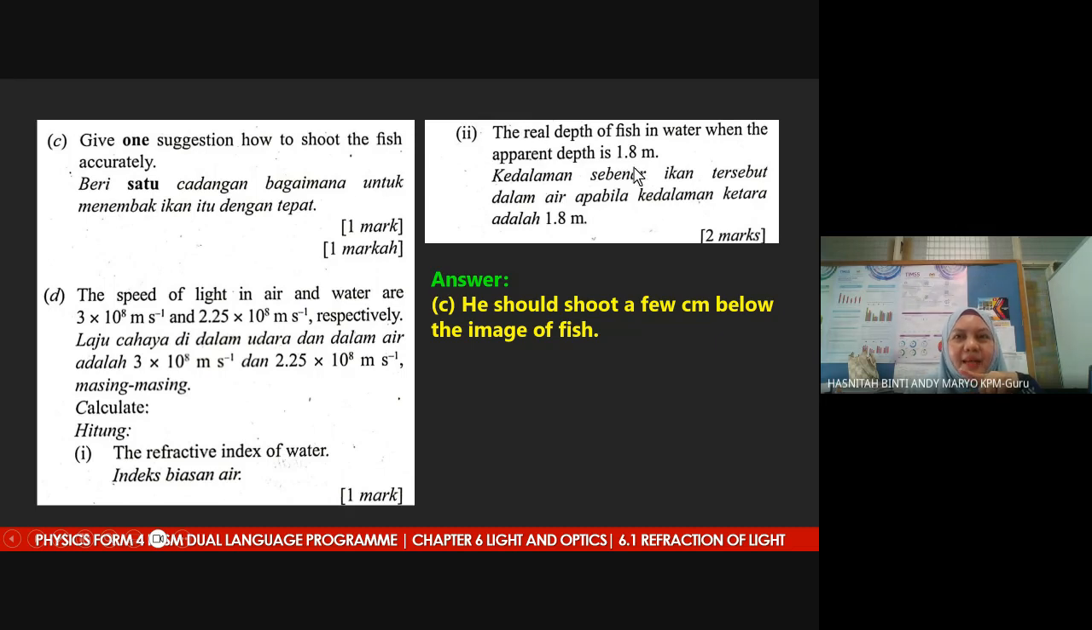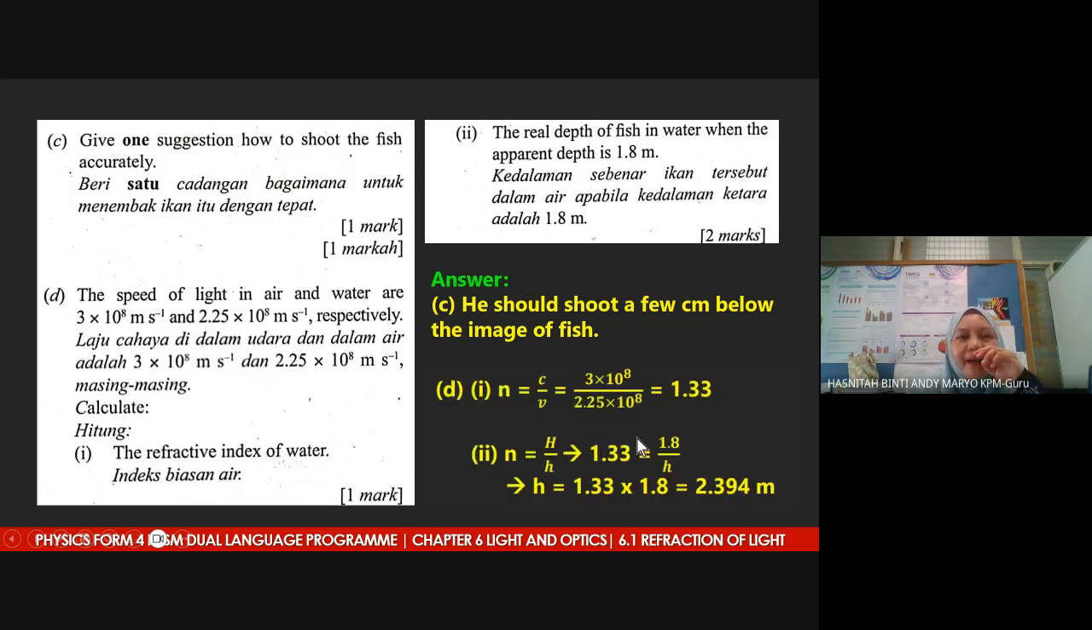Okay. And the second question, you find the real depth by using the third equation. N equal to real depth divide apparent depth. So what will be the answer for number 1? N equals C over V. C, 3 times 10 to the power of 8. V, 2.25 times 10 to the power of 8. So it will give you 1.33. 1.33333 you'll get.